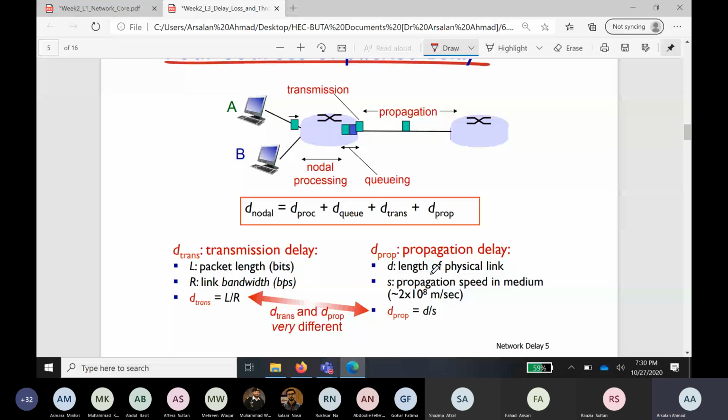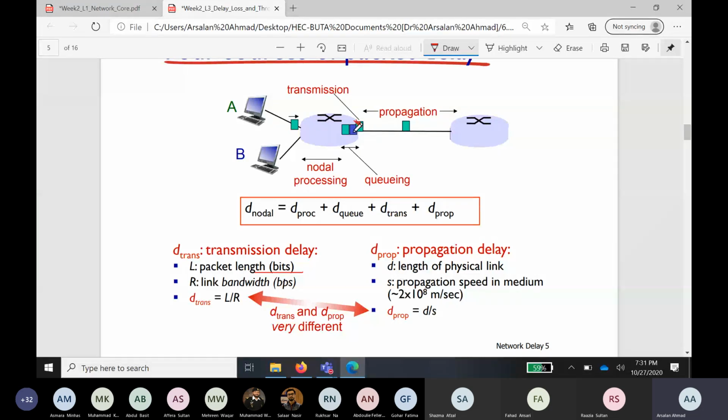I repeat again: it is the time required by the device or the router to push the entire packet from the first bit till the last bit onto the link. This delay happens over here, when the device is pushing this entire packet. This packet is of length L bits, and let's say these are 1000 bits. So bit number 1 to bit number 1000, all these bits are being pushed one by one. The time this router will take to do this is L by R, which is the transmission delay.